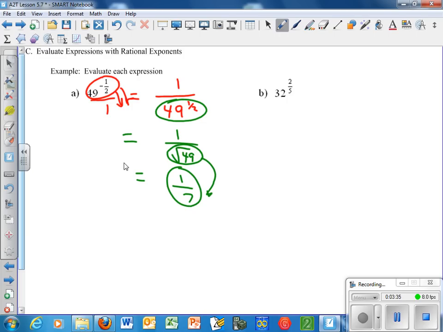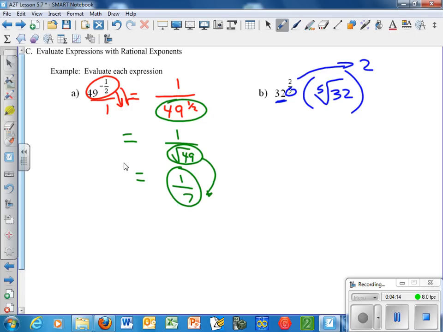If you go to the next one, it's 32 to the 2/5 power. Now the bottom number here, the 5, is the root. So I want the 5th root of this base, 32. When the top number is something other than a 1, then you want to raise it to that power. So that 2 goes up there. I really want the 5th root of 32, the bottom number of the rational exponent. We're going to do that first.